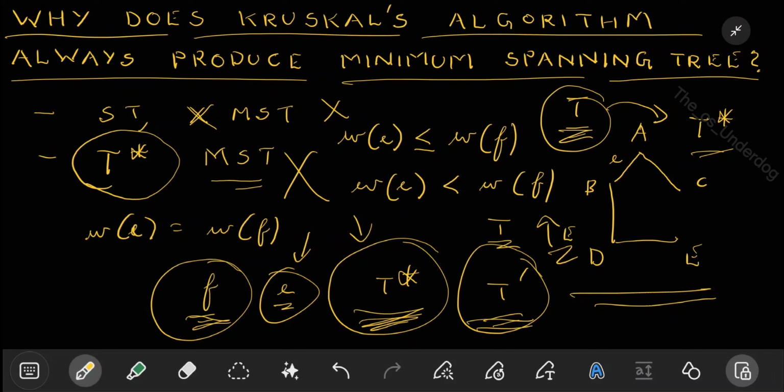If this assumption is wrong, then what is the correct statement? The correct statement is that whatever you obtain from Kruskal's algorithm, the tree T, that itself is the minimum spanning tree. So this is the proof for the fact that Kruskal's algorithm always produces a minimum spanning tree.